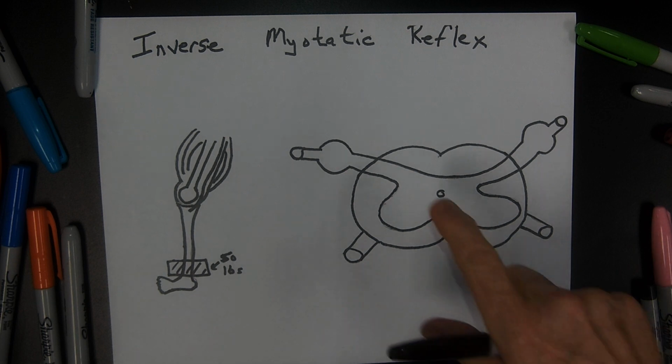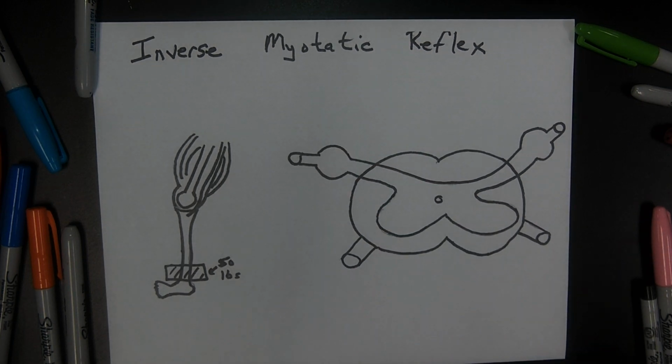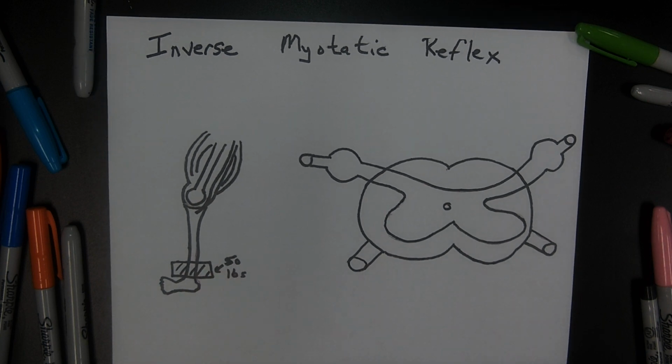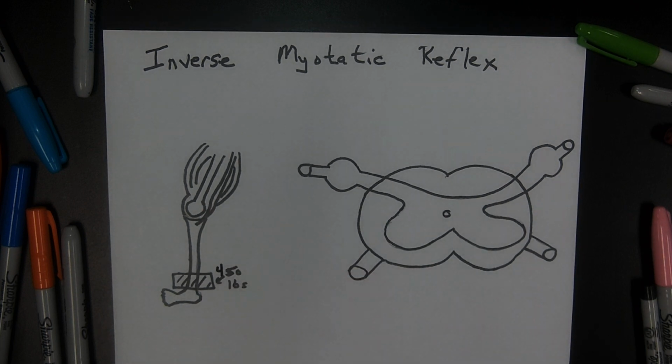Now this one, the inverse myotatic reflex, is going to detect tension on a muscle. Okay, this is supposed to represent like a 50-pound cuff weight. Probably not accurate. Let's go ahead and say if you want to label that 450 pounds, maybe you'll get a better feel. 50 pounds might be easy to lift with one leg, right?